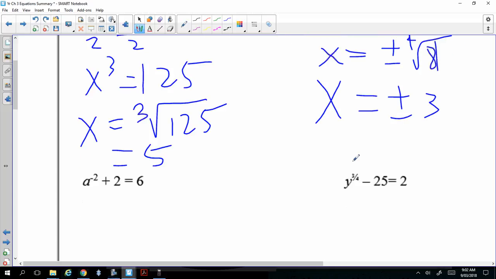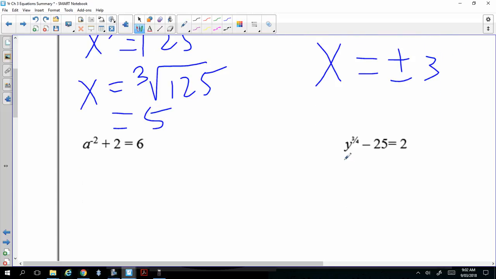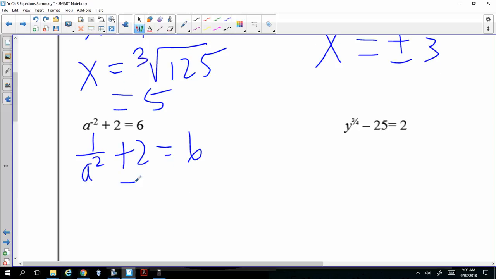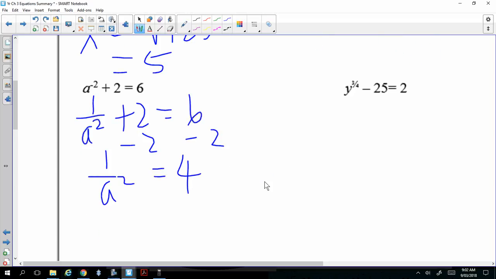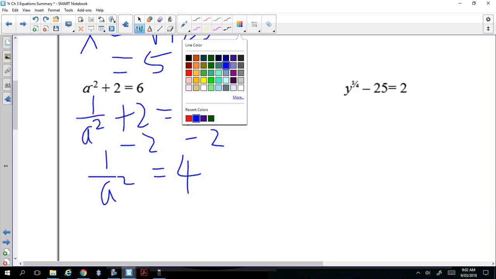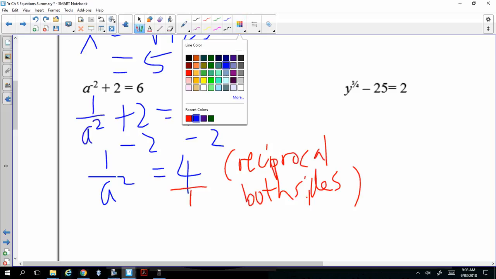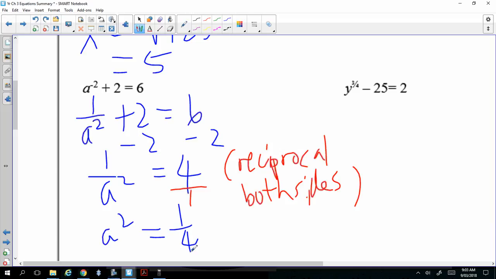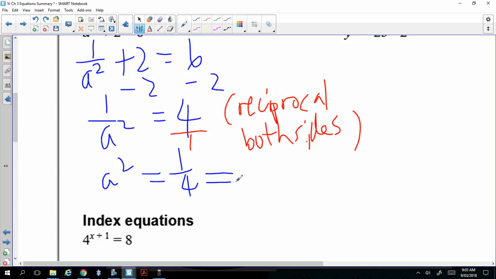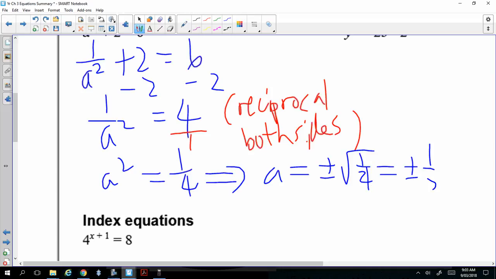With a negative power, we'll get 1 over a squared plus 2 equal to 6. Subtract 2 from both sides, which gives 1 over a squared is 4. Now to get a squared, remember to take the reciprocal of both sides. So we get a squared equal to 1 over 4. Then you square root to get your answer. Remember, when you square root, make sure you put plus or minus, so you get plus or minus half. Any questions? Right, good.